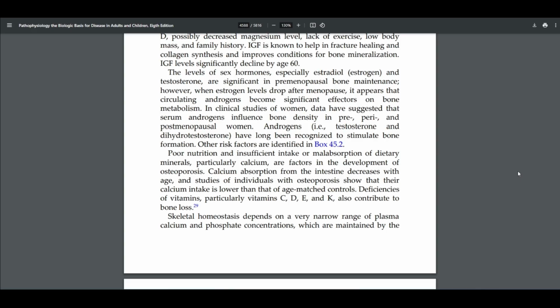Poor nutrition and insufficient intake or malabsorption of dietary minerals, particularly calcium, are factors in the development of osteoporosis. Calcium absorption from the intestines decreases with age, and studies of individuals with osteoporosis show that their calcium intake is lower than that of age-matched controls. Deficiencies of vitamins, particularly vitamins C, D, E, and K, also contribute to bone loss.